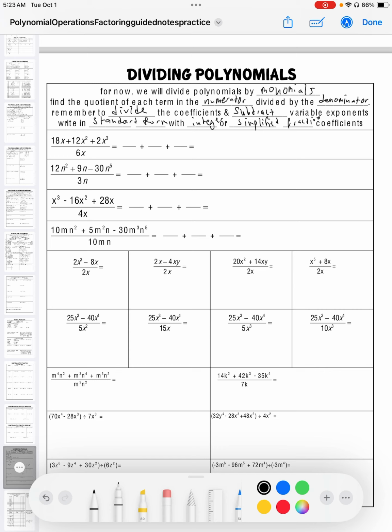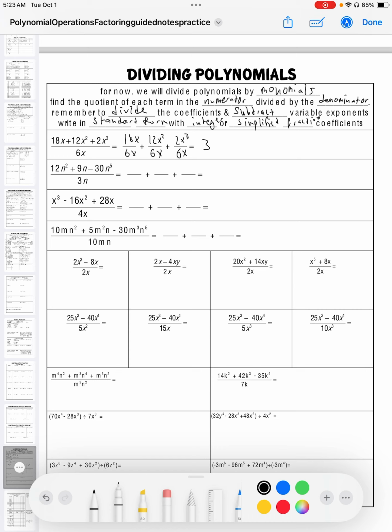So for the first one, we have 18x plus 12x squared plus 2x cubed divided by 6x. What we're going to do is we're just going to go through and divide each term. Just like the opposite of distributing, where we multiply each term, here we're going to divide each term. So 18x divided by 6x, 12x squared divided by 6x, and 2x cubed divided by 6x.